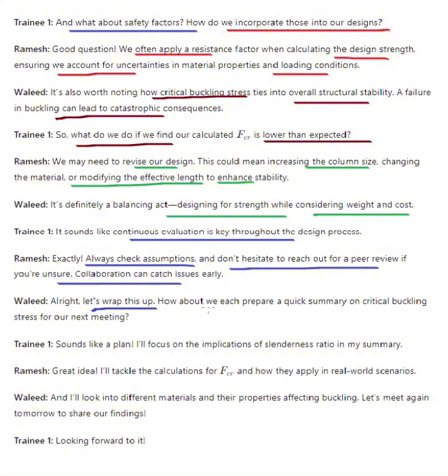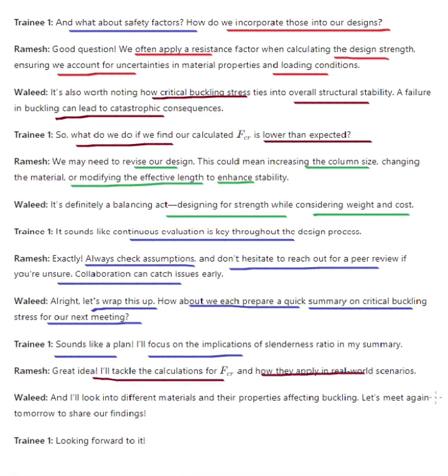Let's wrap this up. How about each of us prepares a quick summary on critical buckling stress for the next meeting? Sounds like a plan. I'll focus on the implications of the slenderness ratio in my summary. Great idea. I'll tackle the calculations of Fcr and how to apply them in real world scenarios. I'll look into different material properties and how they affect buckling. Let's meet again tomorrow to share our findings. Looking forward to it.